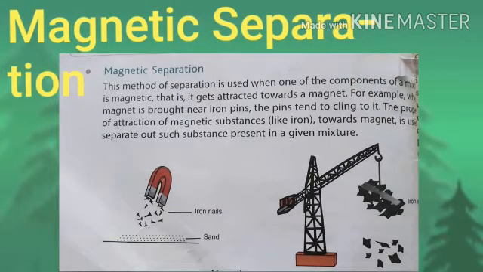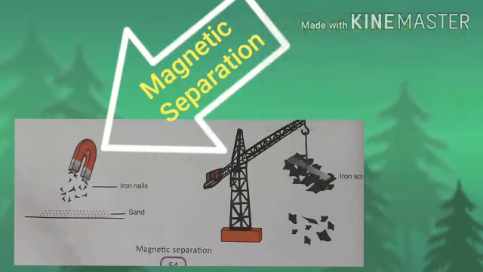This type of method of separating things is known as magnetic separation. This method is used when one of the components of a mixture is magnetic, that is, it gets attracted towards a magnet. For example, when a magnet is brought near iron pins, as you saw in the activity, dear student, the pins tend to cling to it. The property of attraction of magnetic substances like iron towards a magnet is used to separate out such substances present in a given mixture.